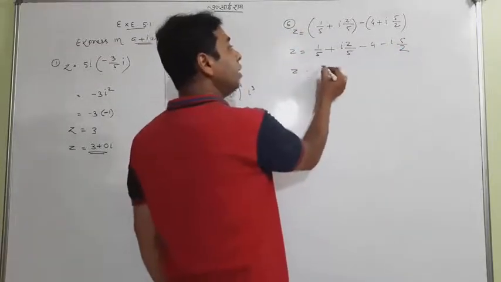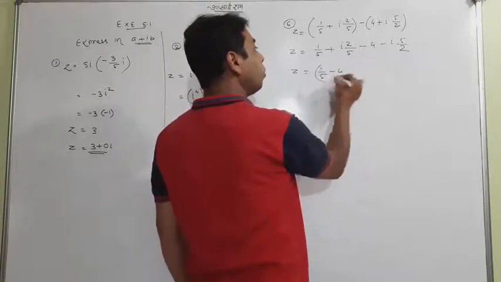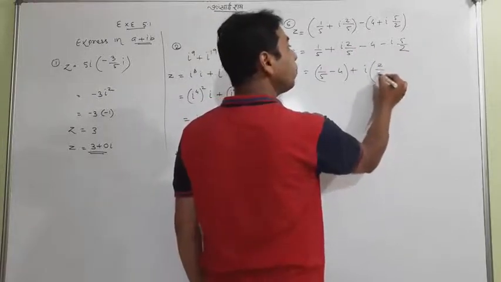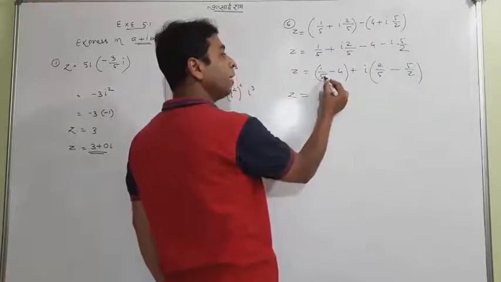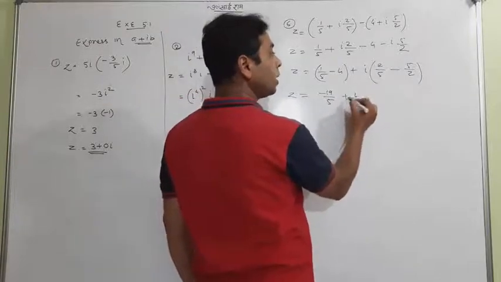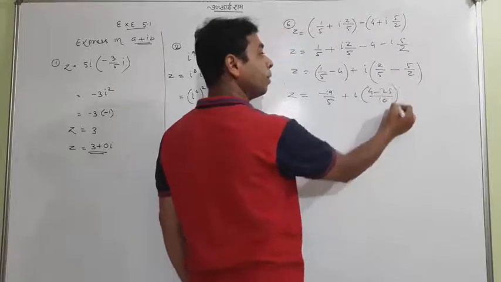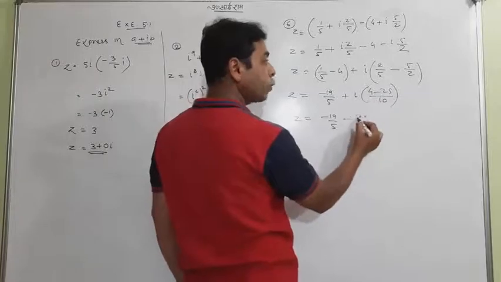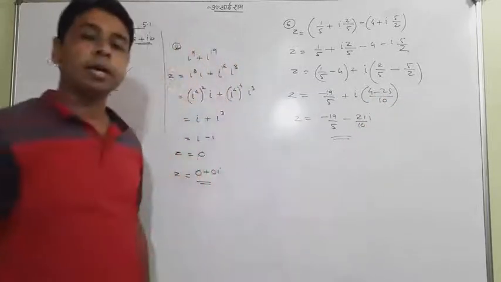Now catch the real part, 1 by 5 minus 4, and also catch this part: take out common i from here, so 2 by 5 minus 5 by 2. It's very easy. Now what remains here? 5 4s are 20, so 19 by 5 with a minus. And here it is plus i, 4 minus 25, take an LCM. So z is minus 19 by 5, this is going to be minus 21 upon 10, and this is i. And this is a plus ib.